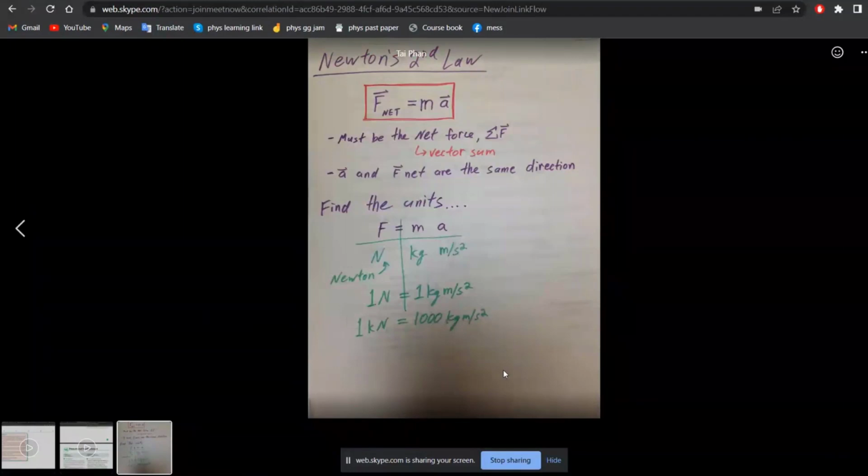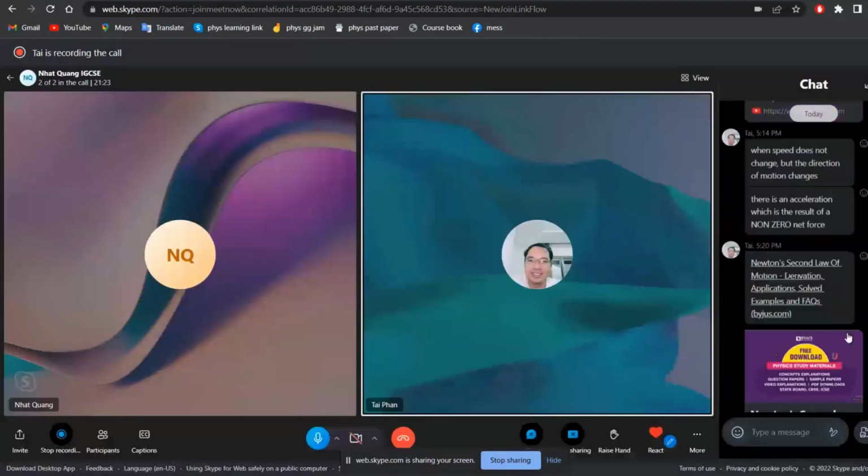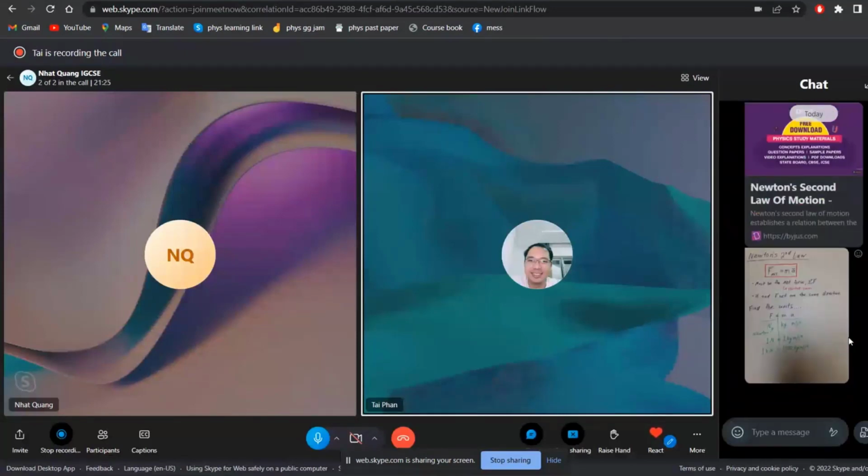For example, if two forces are perpendicular to each other, the resultant force is the diagonal of the rectangle that you just answered in the previous question.